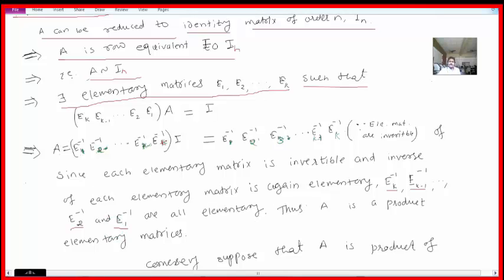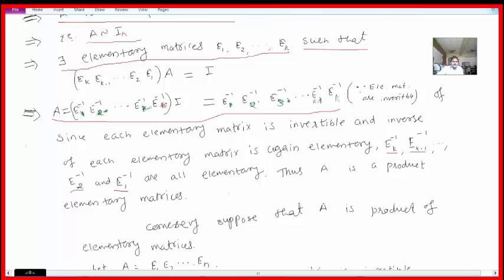From this expression we can see that the matrix A is a product of E1 inverse, E2 inverse, E3 inverse and so on, Ek inverse. All these matrices are again elementary matrices because the inverse of an elementary matrix is elementary. So A is a product of elementary matrices. This proves the direct part.